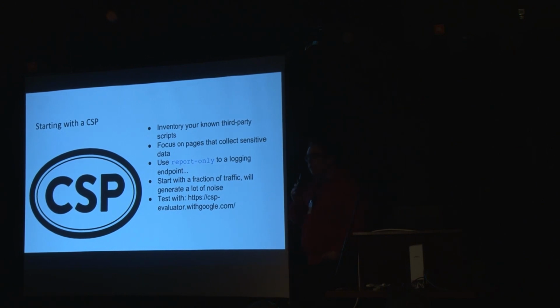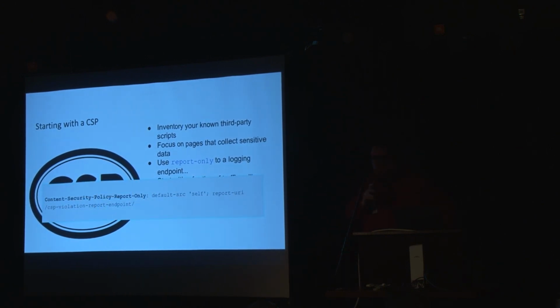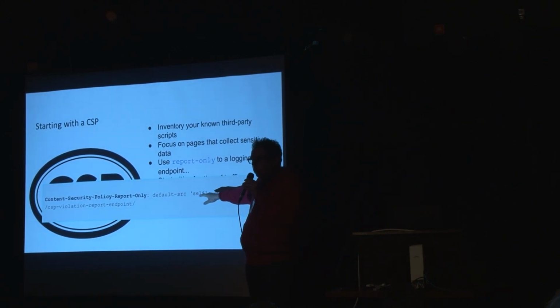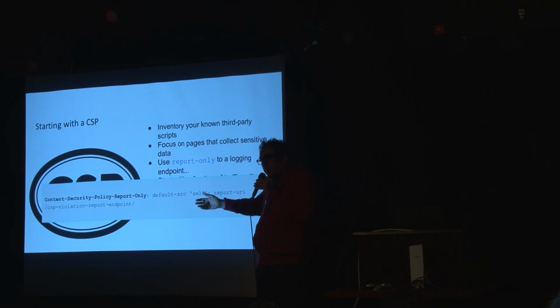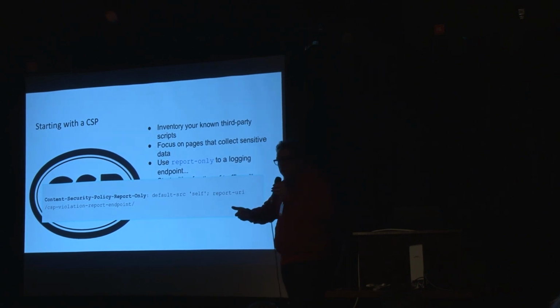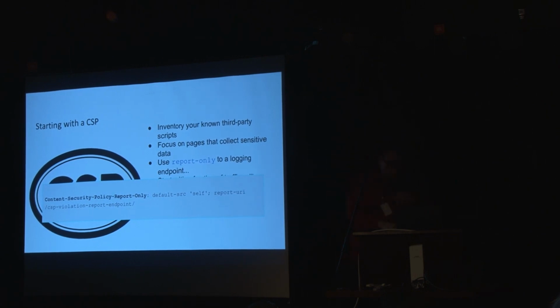There is a separate header you can set that is called Content Security Policy Report Only. Takes all the same syntax, but it won't block anything. It will simply send data back to your reporting endpoint saying, hey, my policy said I shouldn't have connected to this place. I'm connecting to it anyway, but I thought you should know.